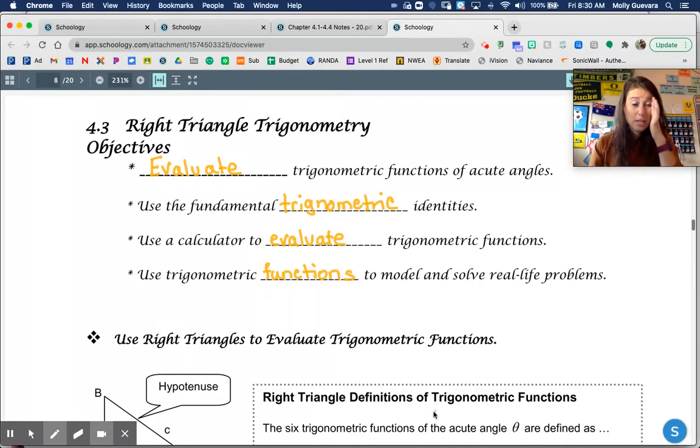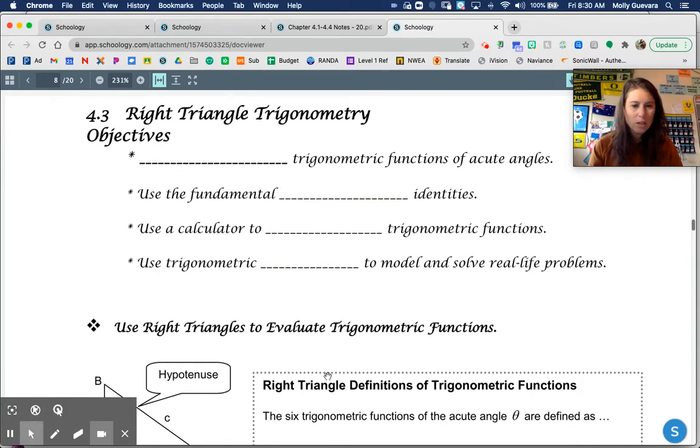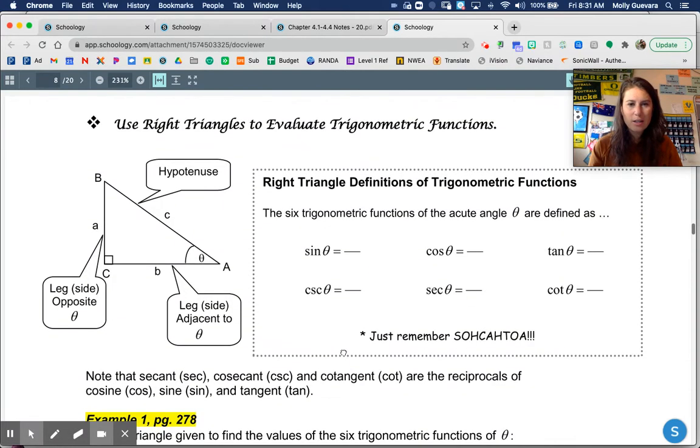Okay, so basically, because today is all right triangle trig, it's going to be SOHCAHTOA, things like that. It's going to be a lot of review from geometry. So hopefully almost everything that we do today should look at least decently familiar. So let's look at our trig functions.